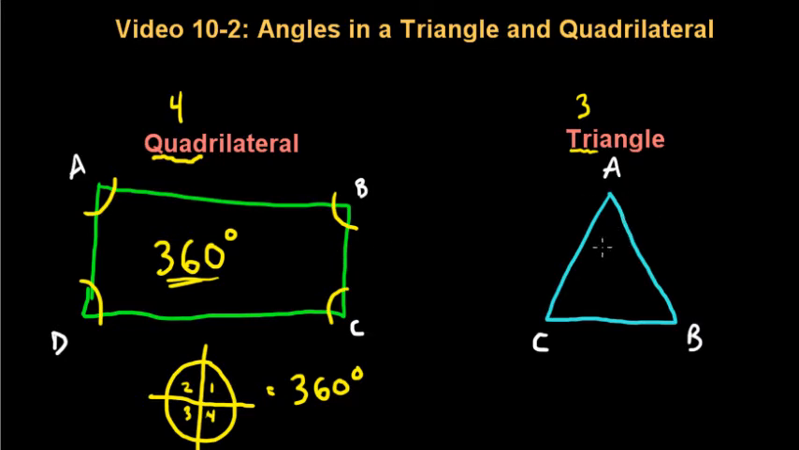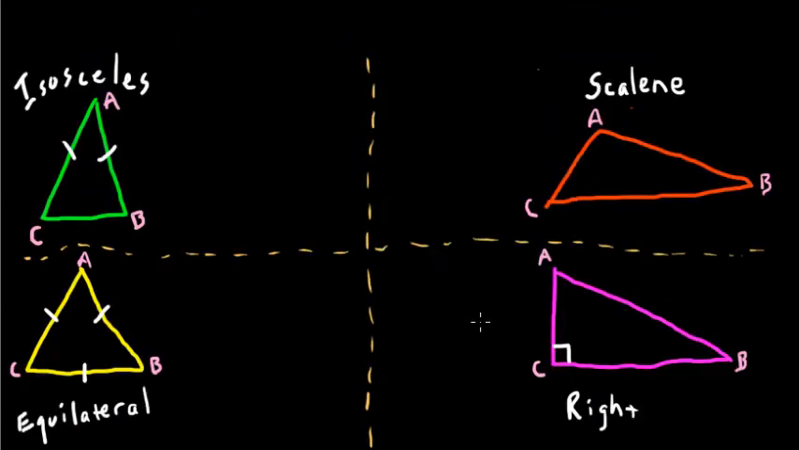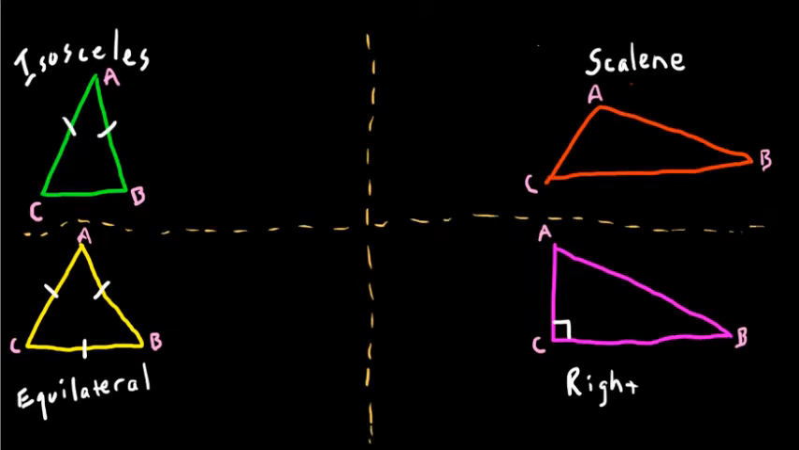The triangle, if you add up all the degrees of the triangle, 1, 2, and 3, so angle A, angle B, and angle C, that will always equal 180 degrees, no matter the type of triangle. Okay. So, let's look at triangles first. There's a couple of special rules that go along with triangles. So let's start with the isosceles triangle.